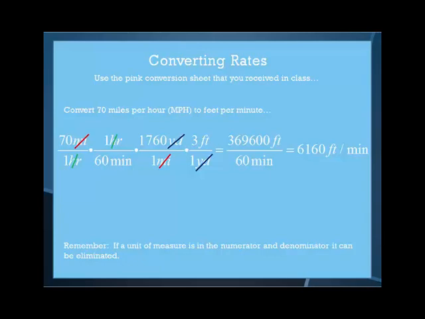This idea of converting rates is very important. It's something that we will be focusing on in class for the next couple days. So make sure if you have any questions about how to set up these conversions or how to do the math involved, that you come to class with that tomorrow.